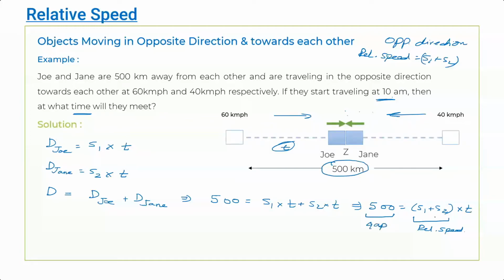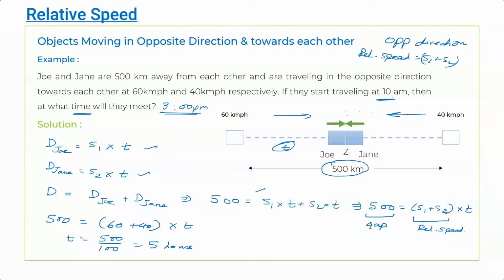And this is known as the time. So when you get a question like this, you don't have to actually write all these steps. You can simply write gap is equal to 500. The speed is the sum of the speeds, which is 60 plus 40. And we need to find out the time, which is t. So this is going to be t equals 500 by 100. So they meet after 5 hours. So if they are starting at 10, they'll meet at 3 p.m. Okay, you just add 5 hours to it and you get your answer.